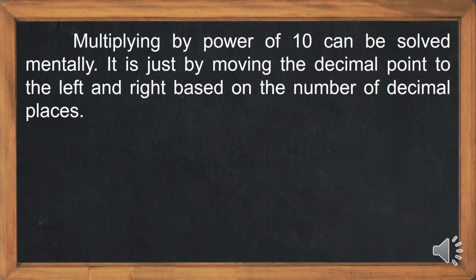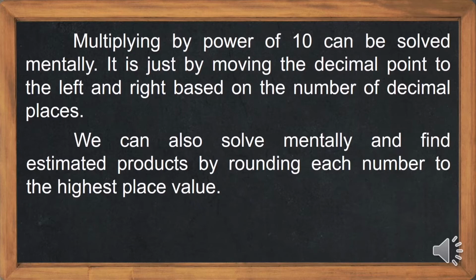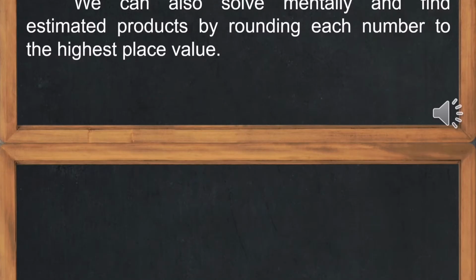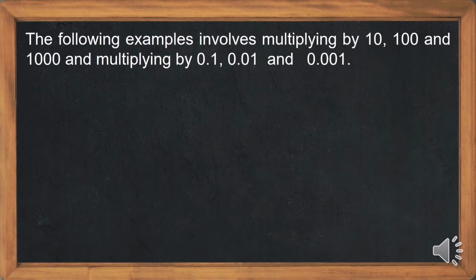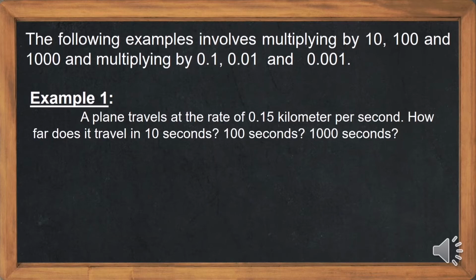Multiplying by power of 10 can be solved mentally. It is just by moving the decimal point to the left and right based on the number of decimal places. We can also solve mentally and find estimated products by rounding each number to the highest place value. The following examples involve multiplying by 10, 100, and 1000, and multiplying by 0.1, 0.01, and 0.001. Example number 1. A plane travels at a rate of 0.15 km per second.